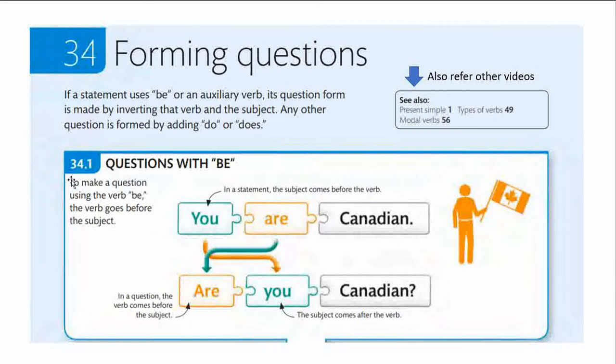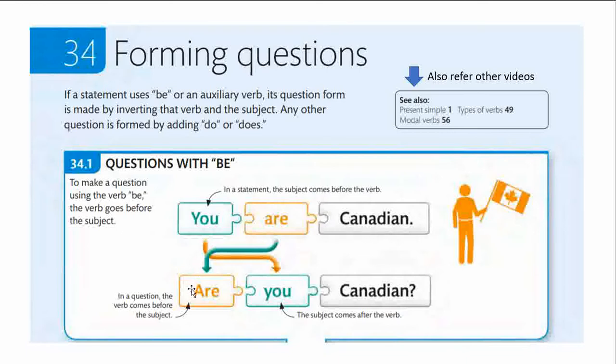Now, our first pointer is questions with the be form. That means are is used. To make questions using the verb be, the verb goes before the subject. Now, in the statement, you have the subject first, then the auxiliary, and then the remaining part of the sentence. You are Canadian. In a statement, the subject comes before the verb. Subject is in the beginning, then is the auxiliary, then is the remaining part of the sentence.